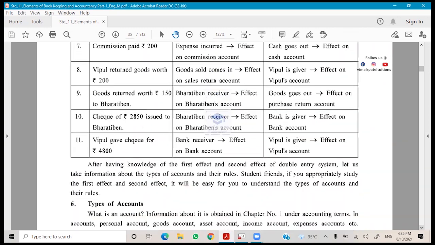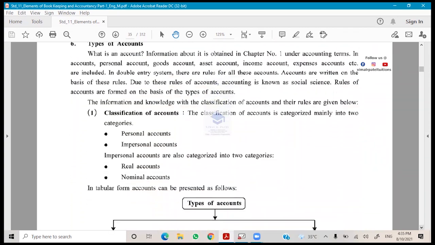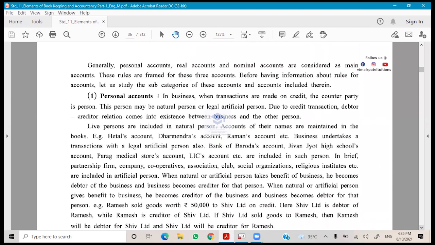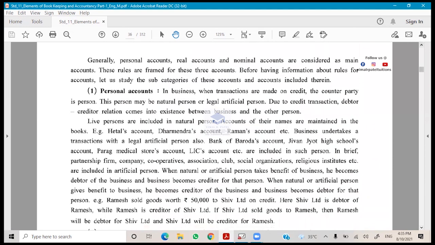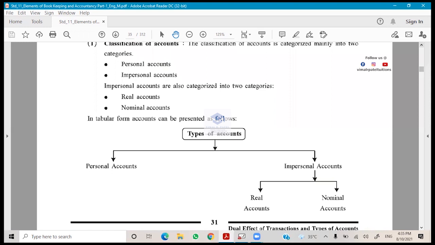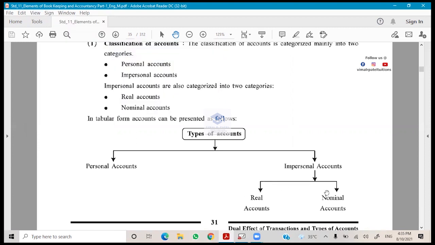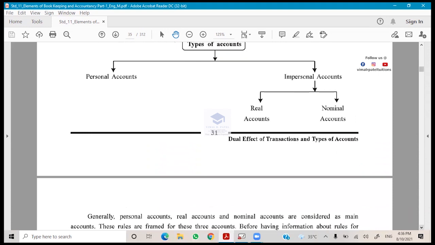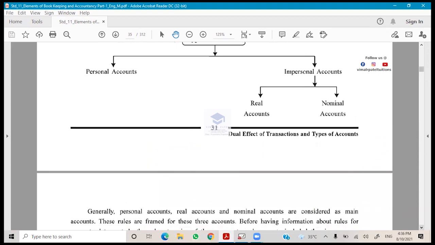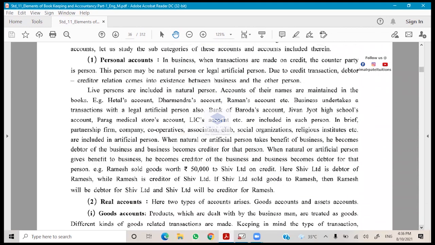Now, accounts can be classified into basically two ways: personal account and impersonal account. And impersonal account is further classified into real account and nominal account. So basically three types of account: personal account, real account, and nominal account.